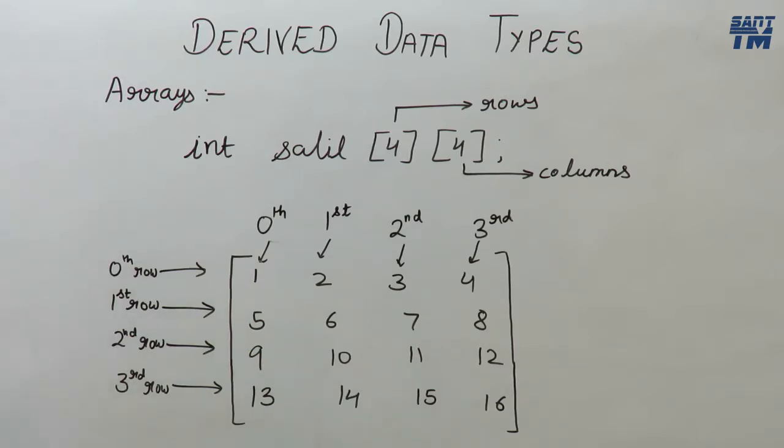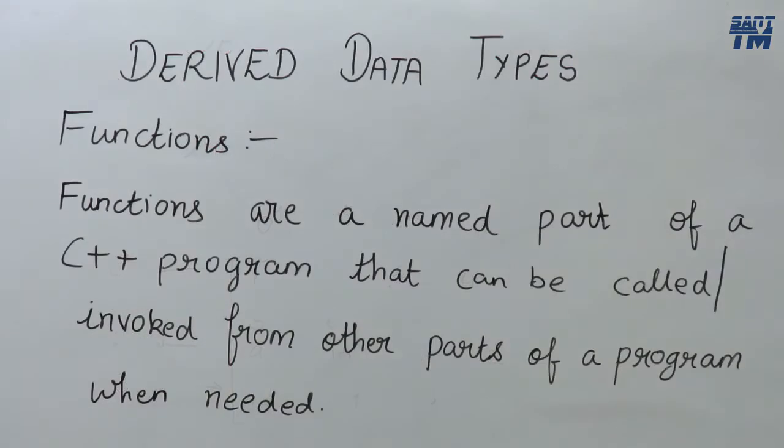Now how to store the data in this format and how to store the data in single dimensional format, that we will discuss later when we discuss the whole chapter of arrays. By this time, note this down in your notebook as it is. The next type of derived data type is functions.